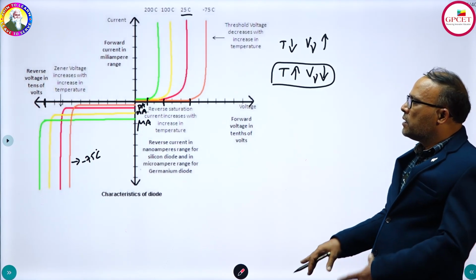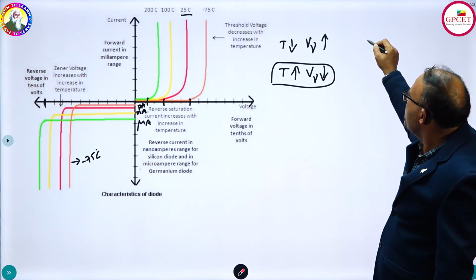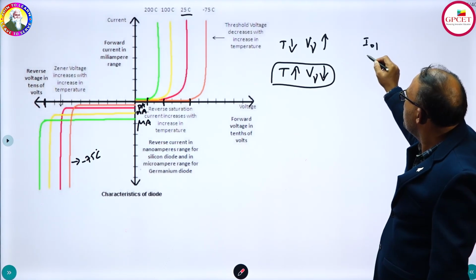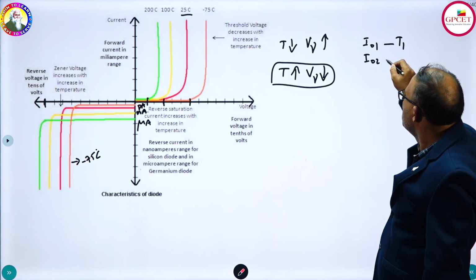And the same thing, if I know two reverse saturation currents, which are called I01, produced at a temperature T1, and reverse saturation current I02, produced at temperature T2.